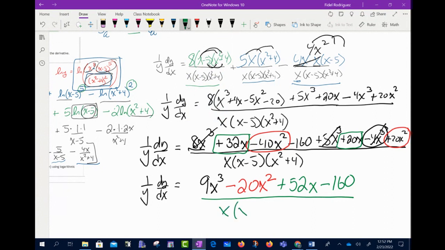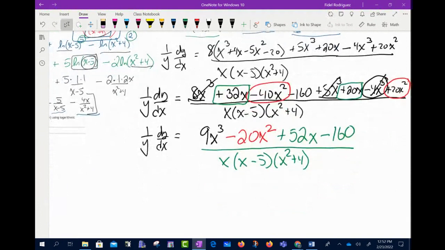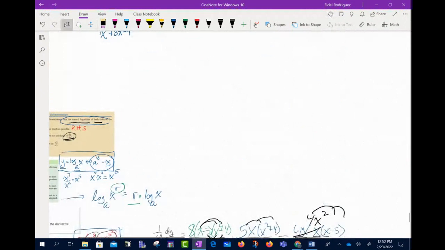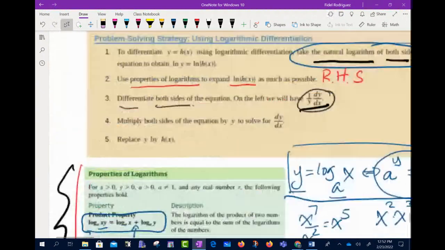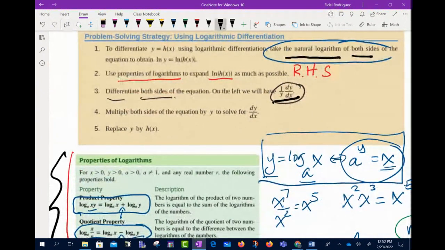All over x minus 5, and x squared plus 4. Okay, so next step, y'all, I want to show you something. We got our 1 over y dy dx equals all that funky stuff on the right side, right? Okay, I'm going to scroll back up here because we're going to take a look at step number 4. Step number 4 says we're going to multiply both sides of the equation by y to solve for dy dx.